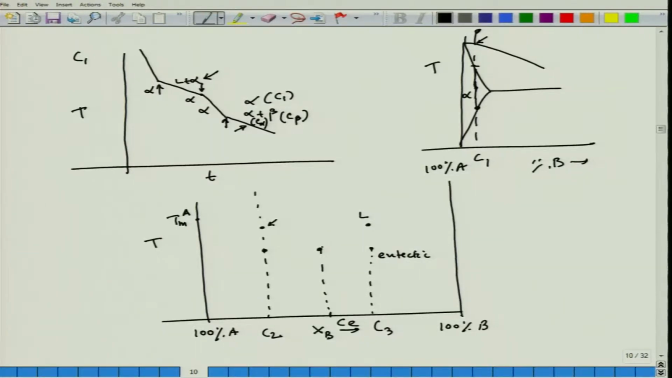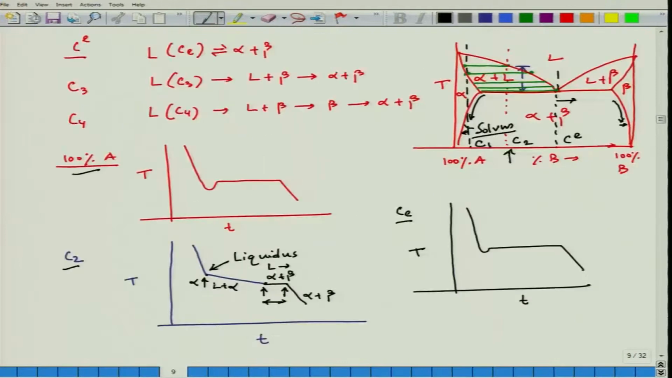So then, here there is another point which is 100% B. So I can connect those points, I will get the liquidus line. Now I see that this is straight, because here we are getting liquidus transformation.